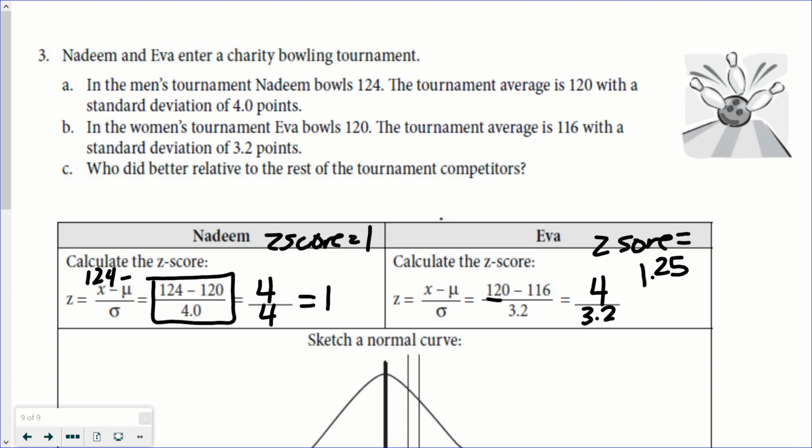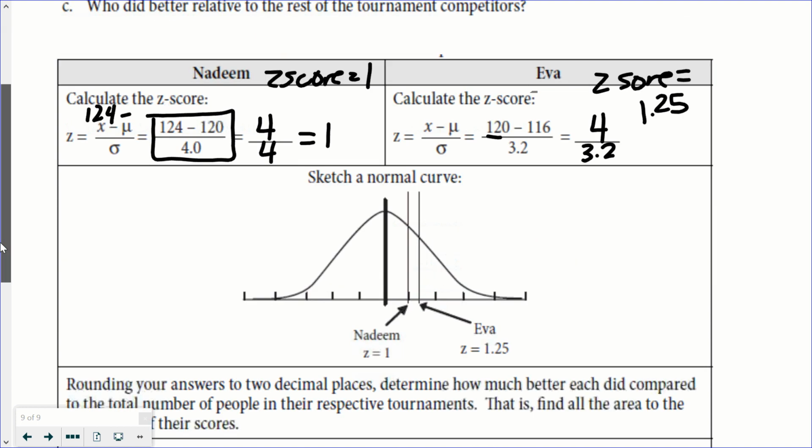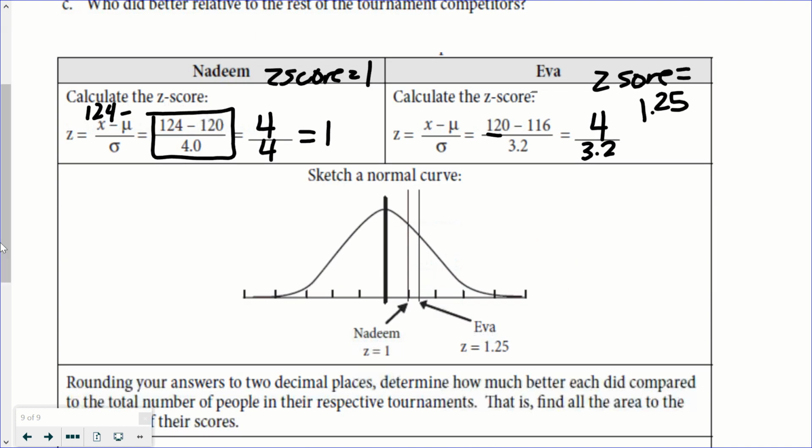So if we just looked at a normal curve without any actual numbers on it, so the mean of both of their tournaments being represented right here, Nadim was exactly 1 standard deviation above the mean. So that's where Nadim's score would be versus the rest of his competitors. Whereas Eva was 1 standard deviation plus a little bit. So Nadim's score would have been this one here that I made wiggly.